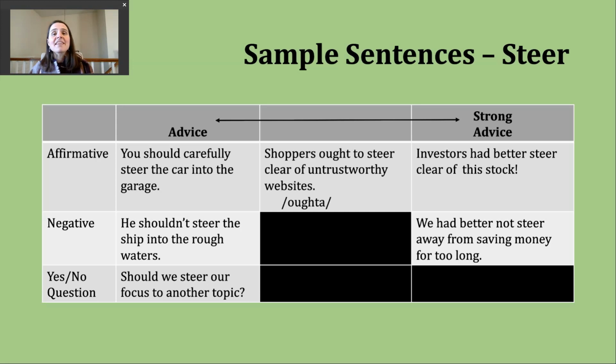A second way to give advice is through the phrase ought to and the base verb. And that's going to be our structure no matter what our subject is. You can see that in the example: shoppers ought to steer clear of untrustworthy websites. And I'm going to introduce a phrase here that, again, is pretty common. This idea of steer clear is another way to say stay away from. Okay? So here, we don't want shoppers to use untrustworthy websites that might lead to them having their money stolen and not getting a particular item.